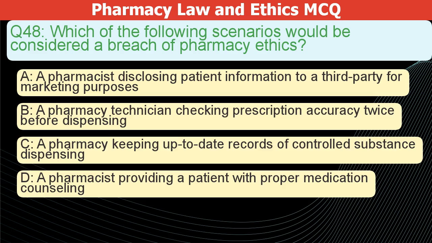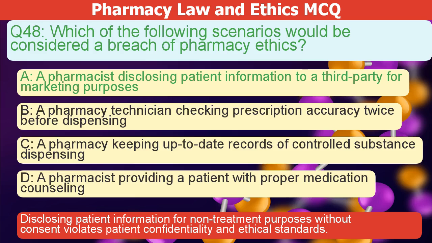Which of the following scenarios is a breach of pharmacy ethics? A. A pharmacist disclosing patient information to a third party for marketing purposes. B. A pharmacy technician checking prescription accuracy twice before dispensing. C. A pharmacy keeping up-to-date records of controlled substance dispensing. D. A pharmacist providing a patient with proper medication counseling. The correct answer is A. Disclosing patient information for non-treatment purposes without consent violates patient confidentiality and ethical standards.